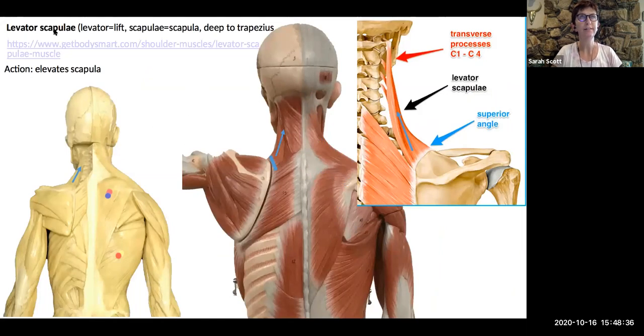Okay, levator scapula is going to elevate the scapula. You can see this is deep to the trapezius. It runs from the scapula upward to the head. And you can see very nicely here, this shows you exactly where the attachments will be. So we're going from the border all the way up to the transverse processes, those transverse projections of the cervical vertebra. So elevation.